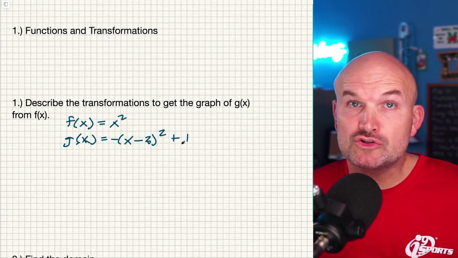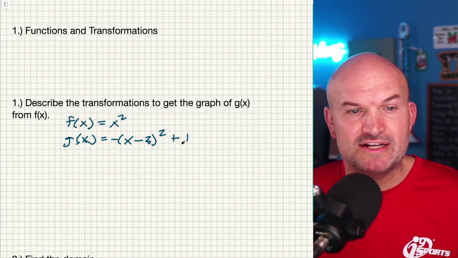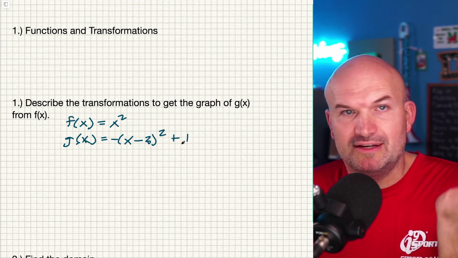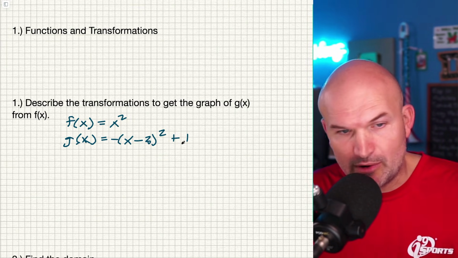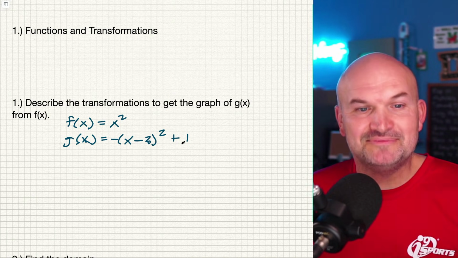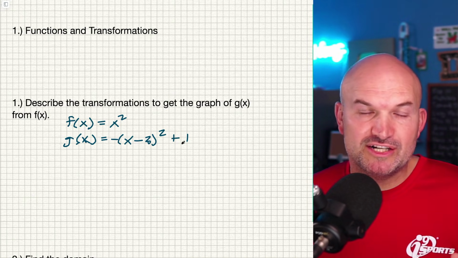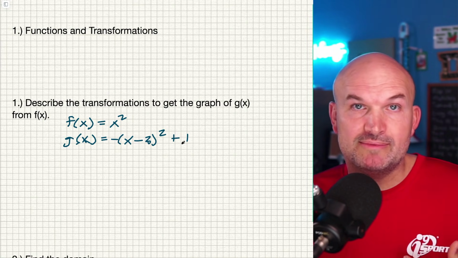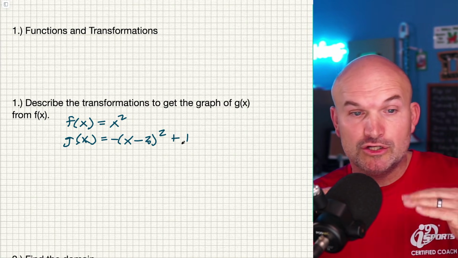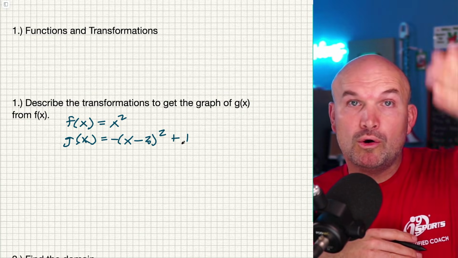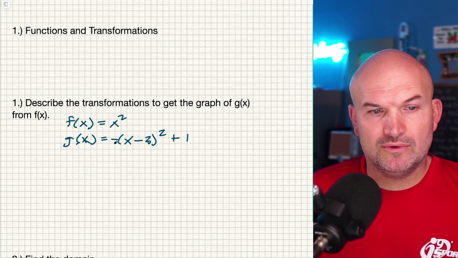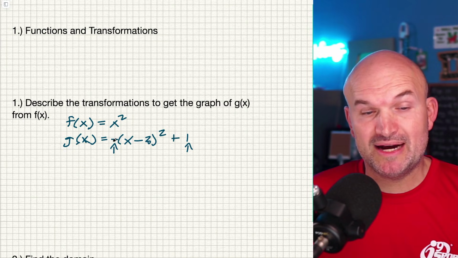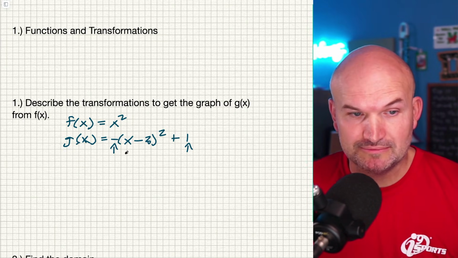The main thing I want to stress about remembering transformations with functions is it doesn't matter what the function is, guys. It doesn't matter if it's a quadratic, a radical, a reciprocal function, square root, logarithmic, sine. Whenever you have operations that are outside the function, those are what we call vertical transformations. It's either shifting up or down, stretching or compressing up or down, or reflecting up or down. So let's take a look at our two outside operations: multiplying by negative 1 and adding a 1.